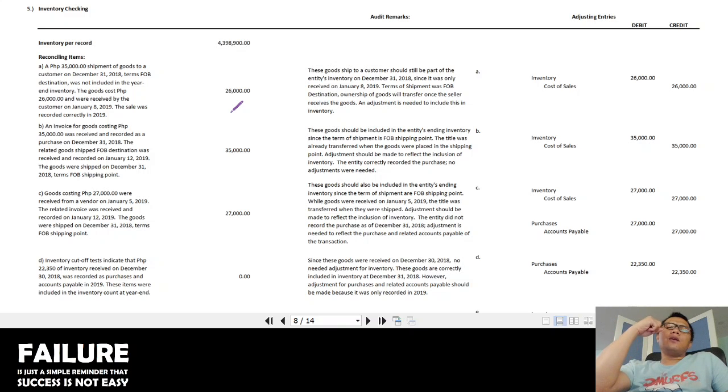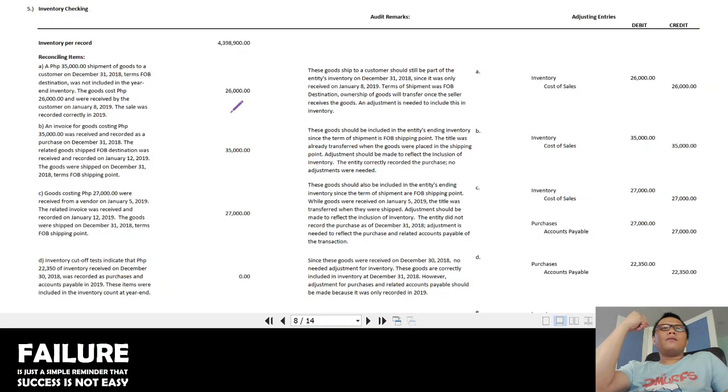Well, the answer is, tama yung sale. Why? Because the term was FOB destination. Again, kailan matatransfer yung ownership ng goods if the terms of shipment is FOB destination? Once the goods is received by the customer or when the goods arrives in the destination. Diba? So the point is, because dumating siya January 8, 2019, tama na na-record yung sale January 8, 2019. The perfection of sale happened or occurred on January 8, 2019.